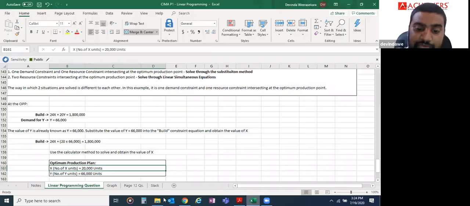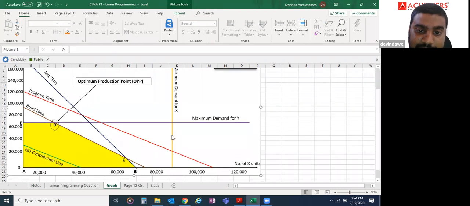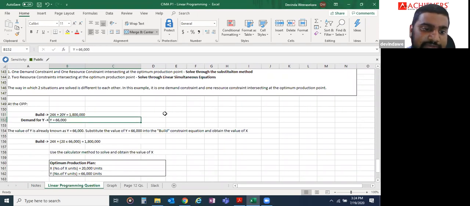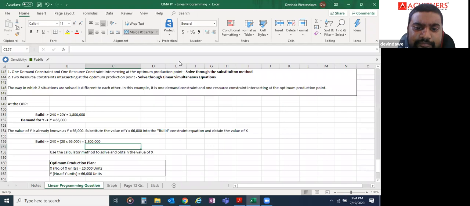Why is it given to you? That is for you to draw the graph: the maximum demand for X and maximum demand for Y, the demand constraints. If, like in this question, the optimum point falls on a particular demand constraint, here the maximum demand for Y, then you have to take that constraint like we have taken here. Build is 24x plus 20y equals 1.8 million. Demand for Y is Y equals 66,000. Since we already know Y equals 66,000, you substitute and get the answer.